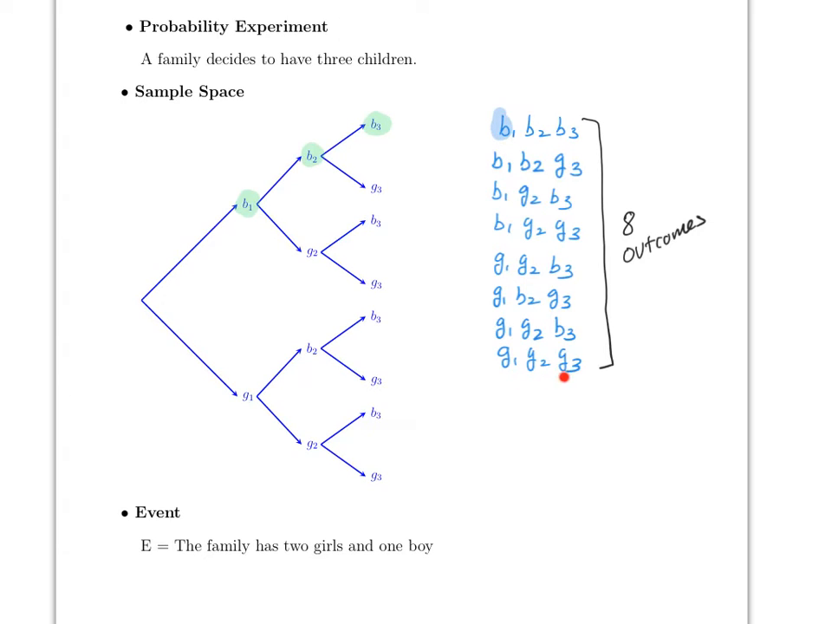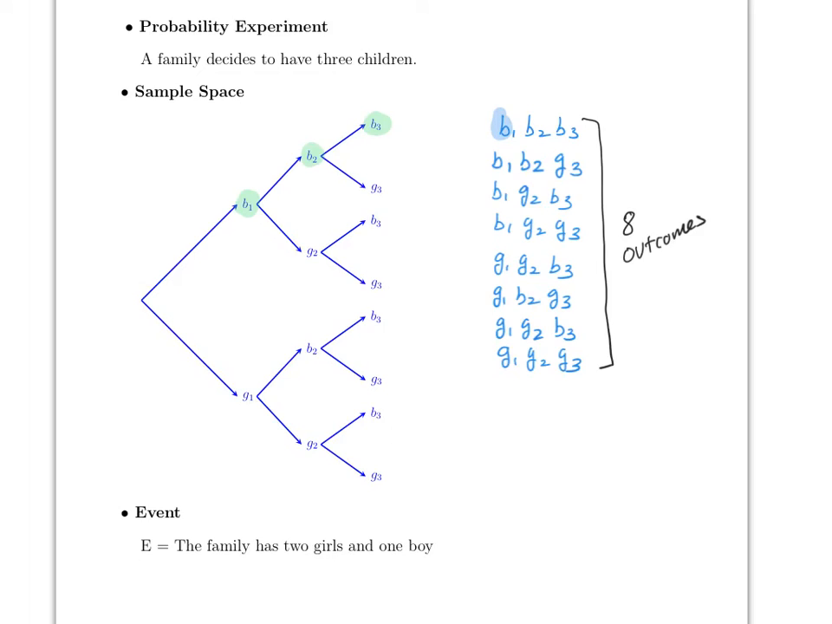The last one is 3 girls. This one is 2 girls and a boy, which will be this one, and so forth. By having a tree, it makes counting the outcomes very, very simple. Once you have this, then you can find any probability.